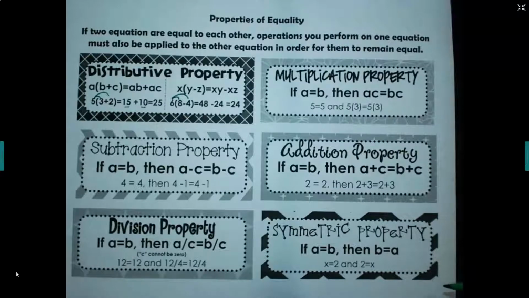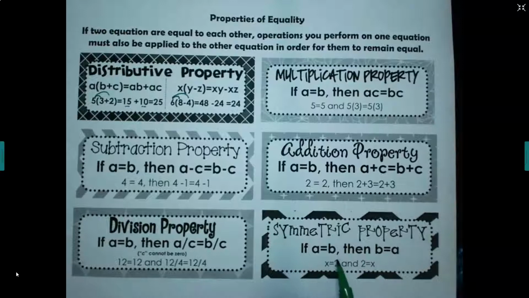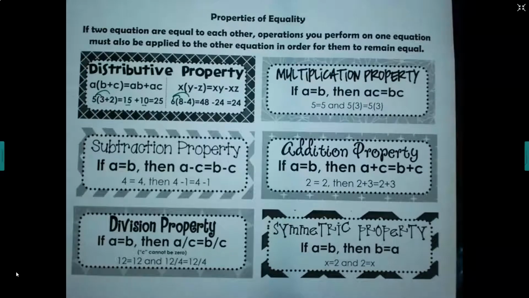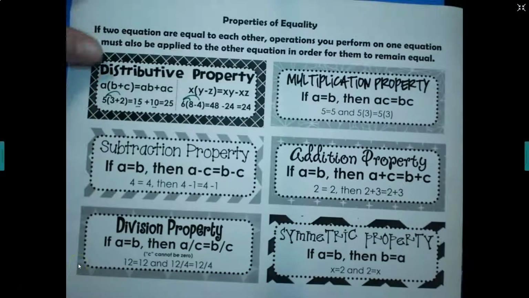And then one property that shows up occasionally is the symmetric property. If A equals B, then B equals A. You're just flipping it around. If X equals 2, then 2 equals X. You're just writing it in the other order, but it's one that we use often enough that I wanted to remind you of. All right, so keep this information handy because we're going to use it to justify our algebraic equations.